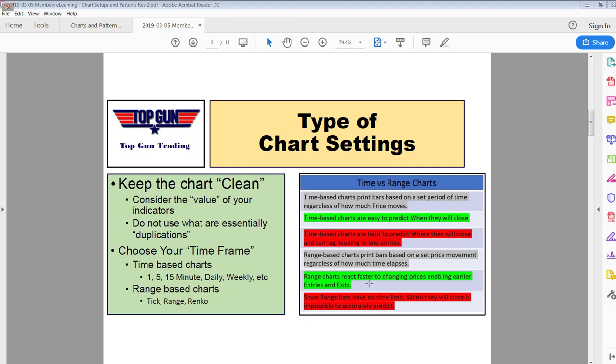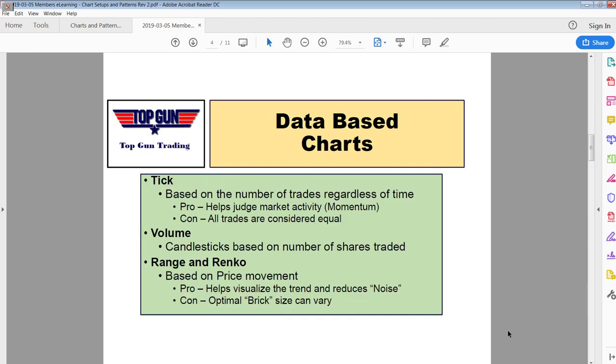They will react, the range charts will react faster to changing prices, and the key here is that it enables earlier entries and exits. You can see the change in trend. And when they close, it's probably pretty impossible to accurately predict, but I don't really need to. All right, let's go to the next chart.